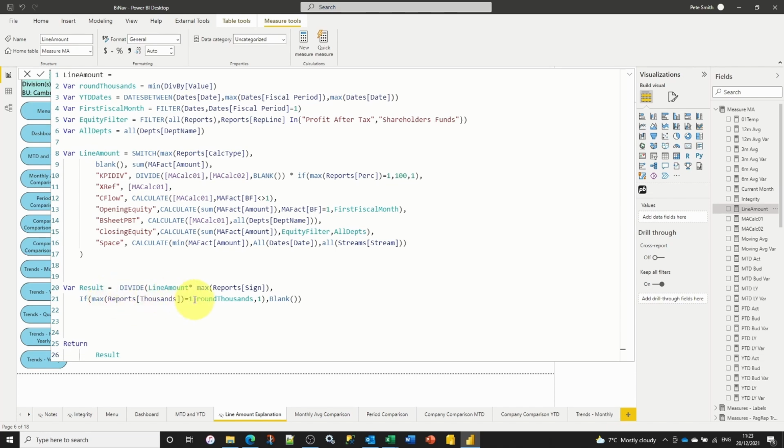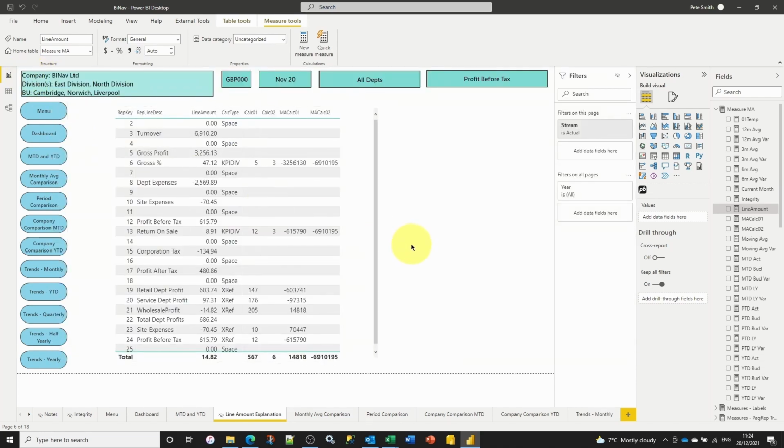So if it is a round thousand divider, i.e. there's 1 in the column in the report structure, then it will divide by the round thousands. Otherwise it will divide by 1 and therefore return the same result. And the final return statement returns this result, and we have a good base for calculating any financials. We could expand MA Calc 1 into MA Calc 1, MA Calc 2. We could make MA Calc 3, 4, 5, depending on the complexity of the maths and the KPI that you want to return.